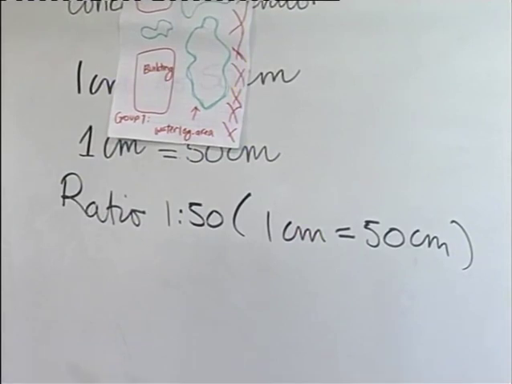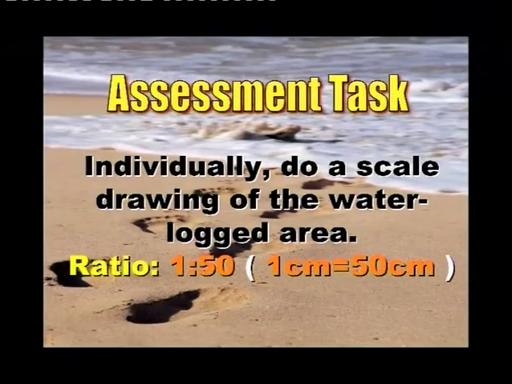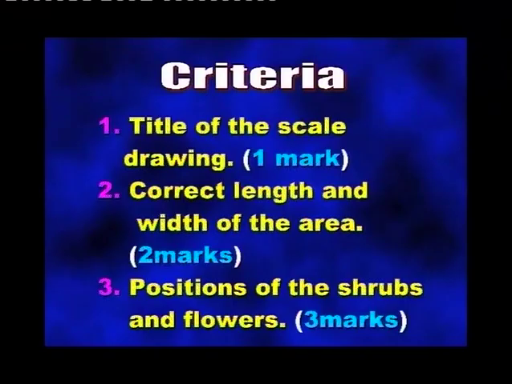The next we will be looking at the criteria, how your assignment is going to be marked. And once again, receiving school teachers, please make sure the criteria is written by you and also the students. Now if I can have, let's say, Tassie to read the first criteria. Title of the scale drawing. Your scale drawing must have a title, and that was 1 mark.